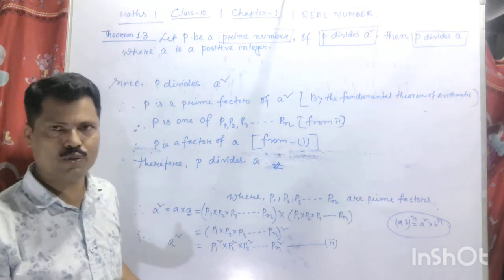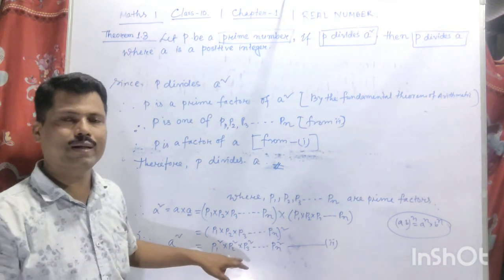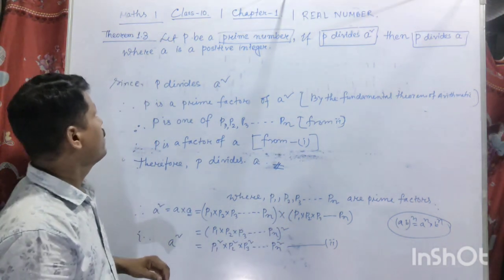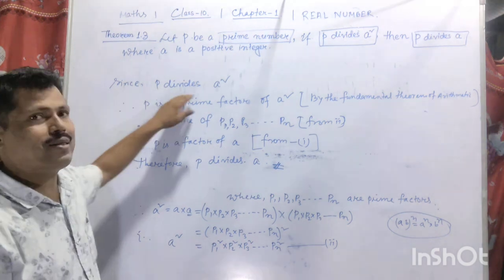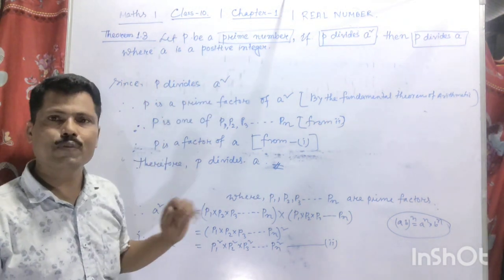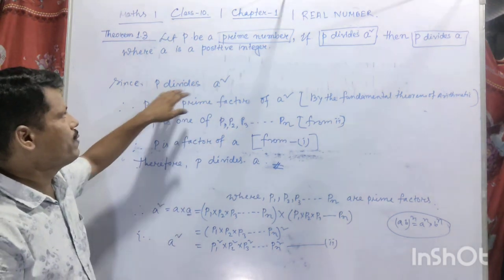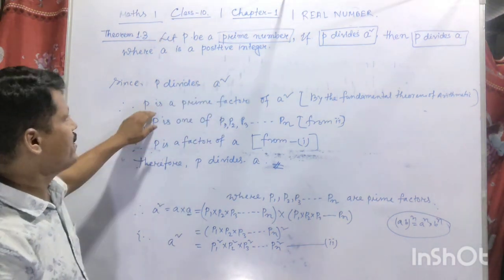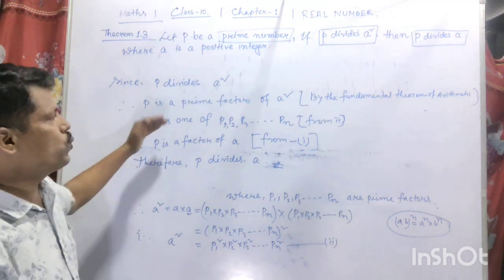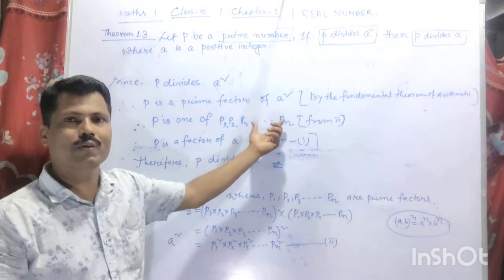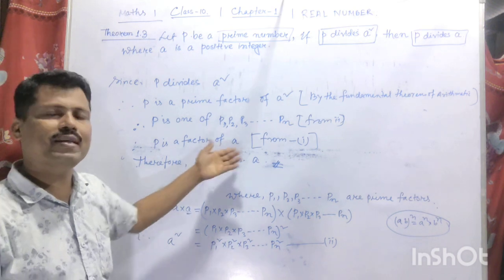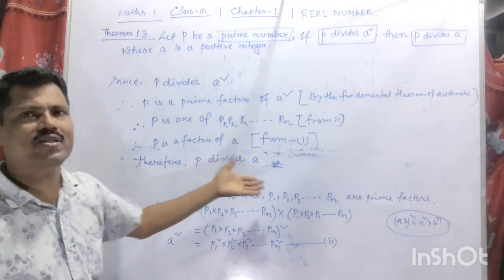We can write this also like this: p1 square into p2 square into p3 square dot dot dot pn square. So now we have to say like this: since p divides a square, this is given, p is a prime number and a is any positive integer. So p divides a square, then p is a prime factor of a square, and p is one of p1, p2, p3 dot dot dot pn. At that time p is a factor of a. If p is a factor of a, that means p divides a.